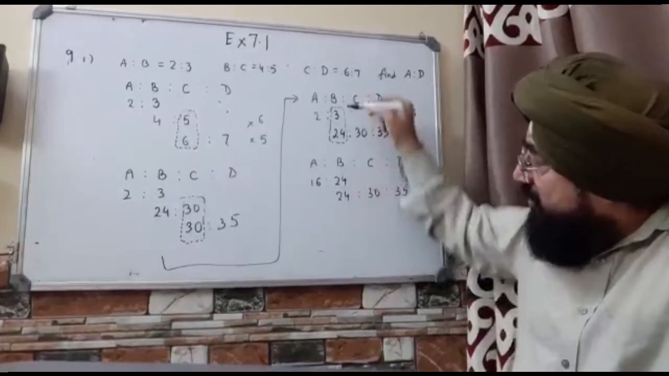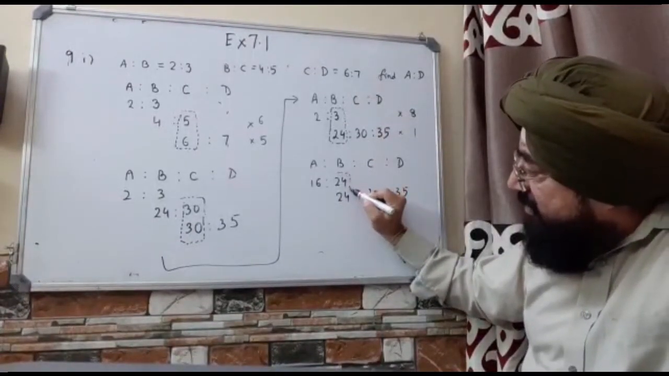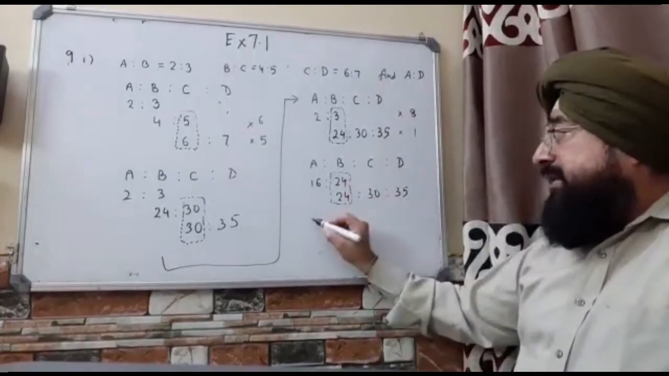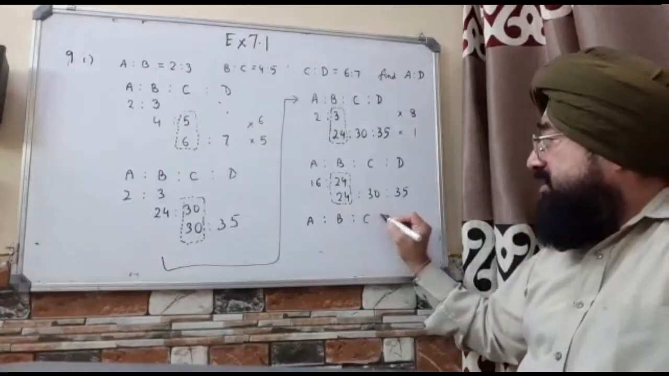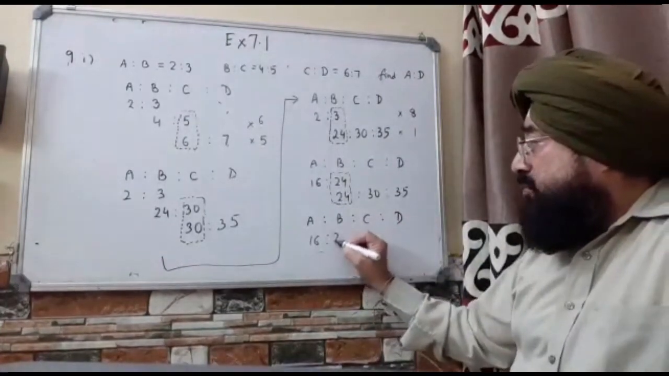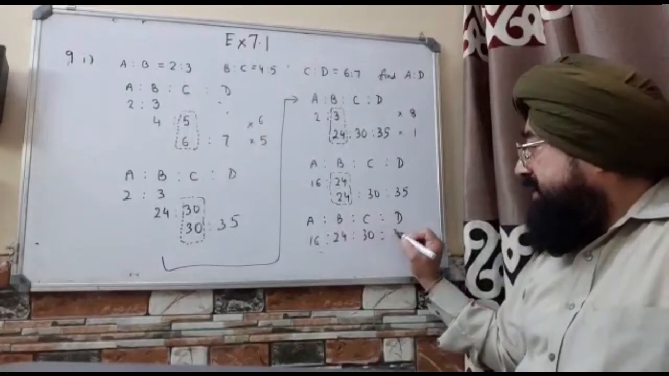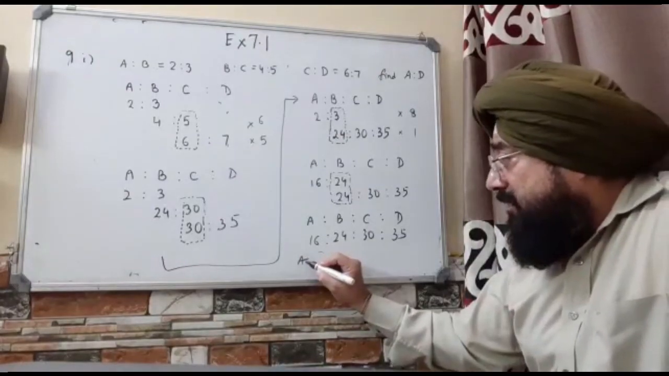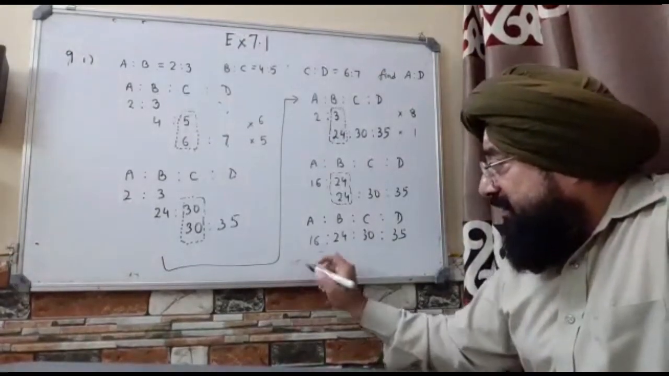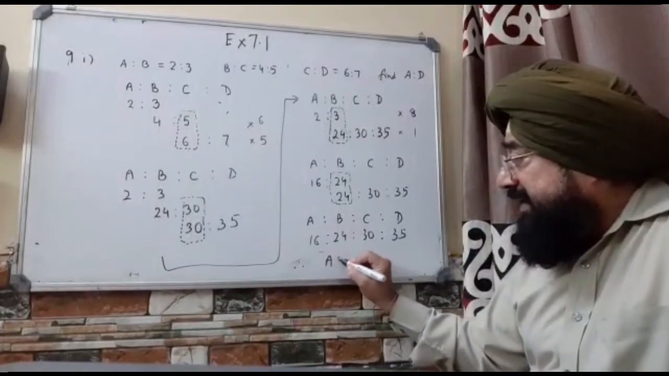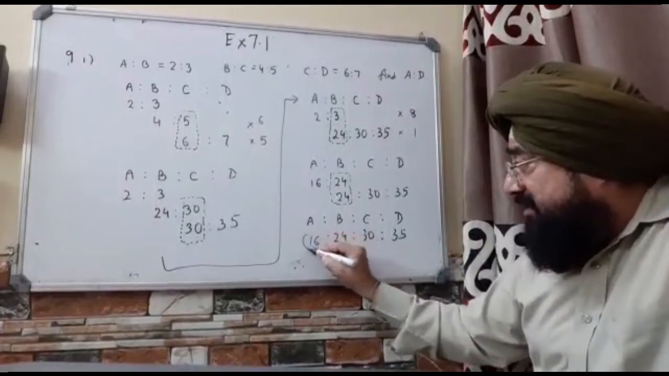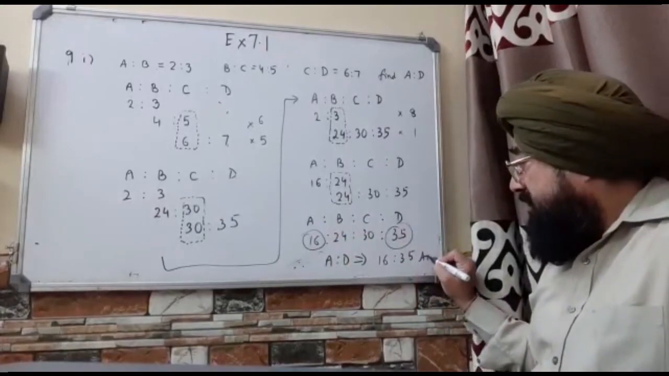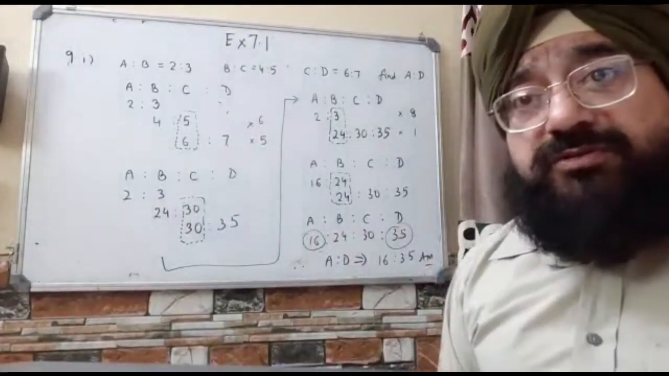So see, this 3 and 24 have now been synchronized. Both have got 24 at their place. So therefore you can write A is to B is to C is to D as 16 is to 24 is to 30 is to 35. And from this you can pick, therefore, that A is to D is the same as 16 is to 35. That is your answer. This is one of the ways of doing this question.